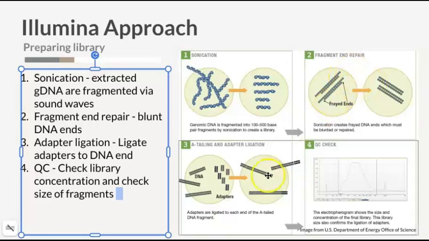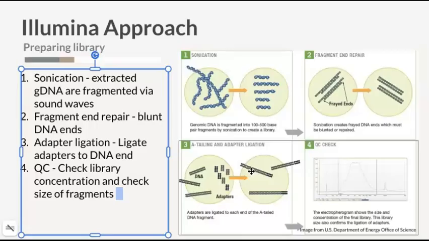Once you have the ends prepared, you want to bind some adapters onto your DNA. So you're going to ligate. Ligate means kind of like gluing them together, right? You're going to glue these adapters to the DNA ends. Sometimes we glue them to one end of our DNA fragments, and sometimes to both ends. If you're gluing only onto one end, you're preparing what's called a single-end library. If you're gluing to both ends, you're going to produce a paired-end sequencing library.